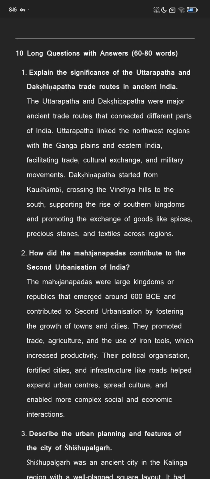Explain the significance of the Uttarapatha and Dakshinapatha trade routes in ancient India. The Uttarapatha and Dakshinapatha were major ancient trade routes that connected different parts of India. Uttarapatha linked the northwest region with the Ganga plains and eastern India, facilitating trade, cultural exchange, and military movements. Dakshinapatha started from Kaushambi, crossing the Vindhya hills to the south, supporting the rise of southern kingdoms and promoting the exchange of goods like spices, precious stones, and textiles across regions.